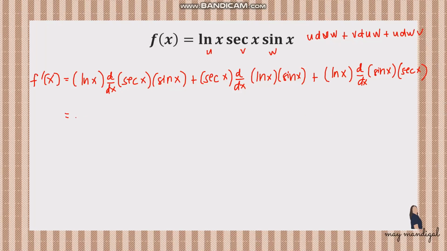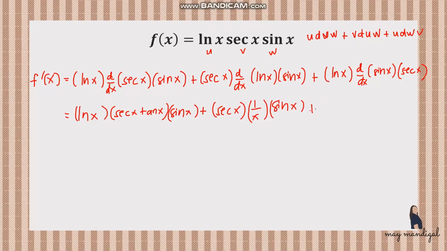Now let's get the derivative of each function or each term. So we have here ln of x only. For the derivative of secant, it is secant of x times tangent of x. And then we will just copy sine x. Then plus, we have here secant x. Derivative of ln of x is 1 over x. And then we have sine x.